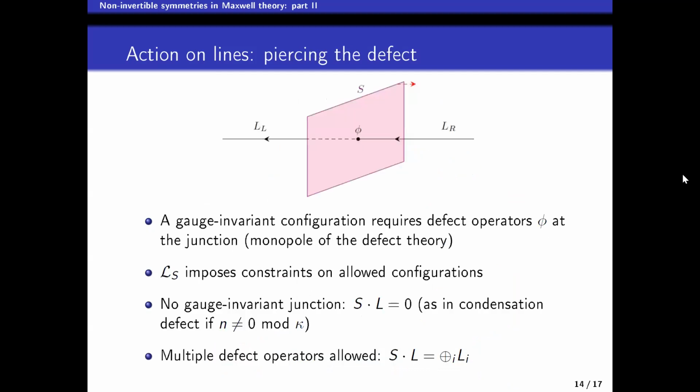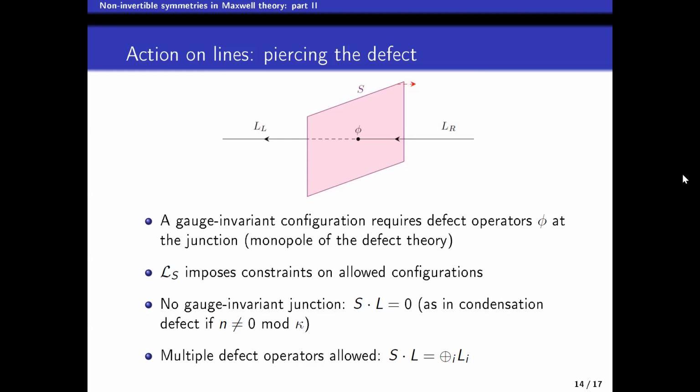We can also do more. We can do an action on lines which basically allows us to consider an infinite line. You have a line on the right piercing the defect and then a line on the left. And the allowed configurations that you can build are the ones for which this configuration is gauge invariant, which requires the presence of some defect operators at the junction, which can be interpreted as monopole operators of the defect theory. So in order to build a completely gauge invariant configuration, the defect should act on the line in a gauge invariant way to produce a left line.